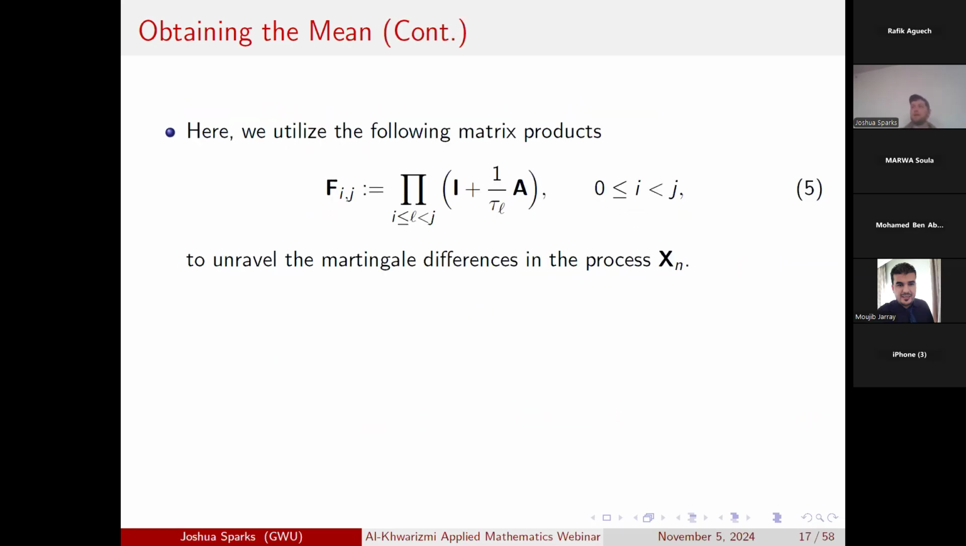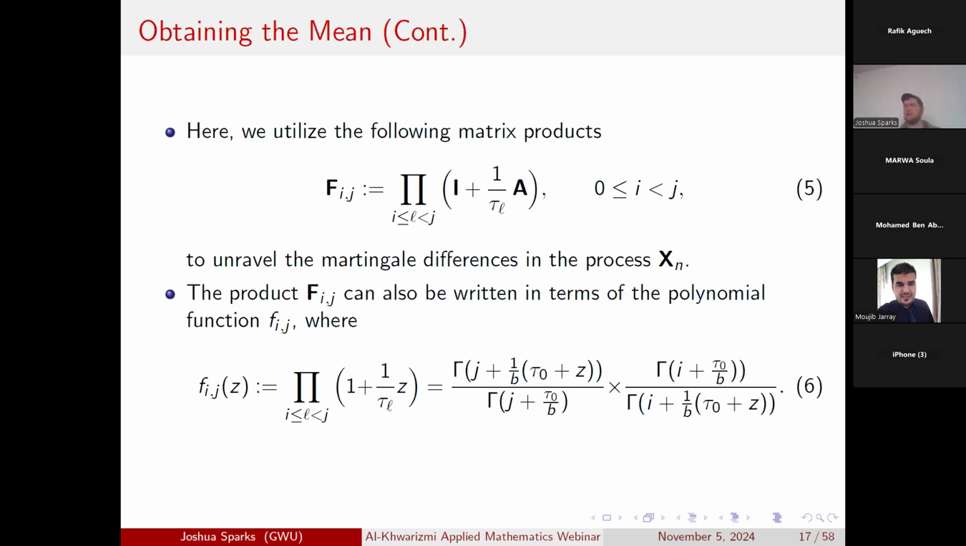We can utilize the following matrix products, where this is a function of what happens as you unravel at each stage. So if I start at f sub zero, then it unravels the changes, or the average changes, that we're seeing of our matrix from the beginning to step n. And basically we utilize this as a polynomial put into a matrix sense.